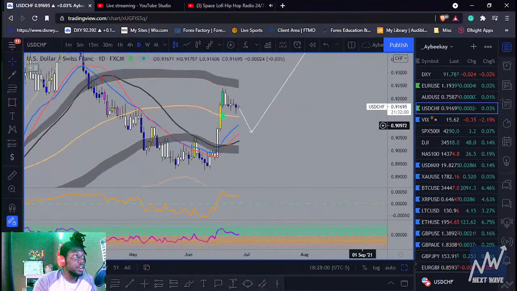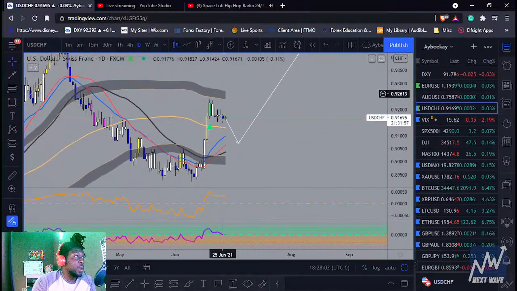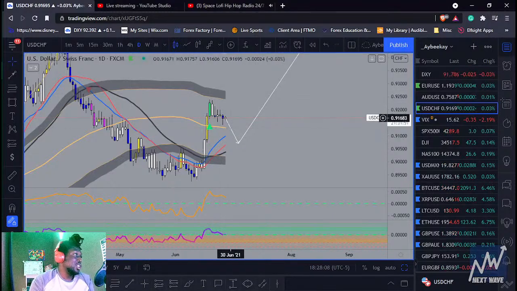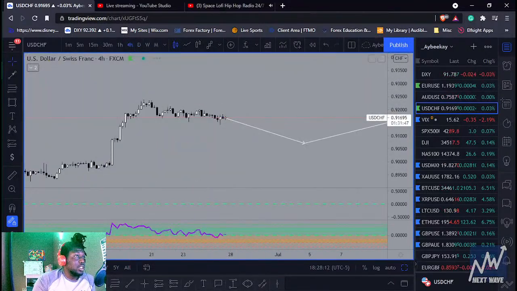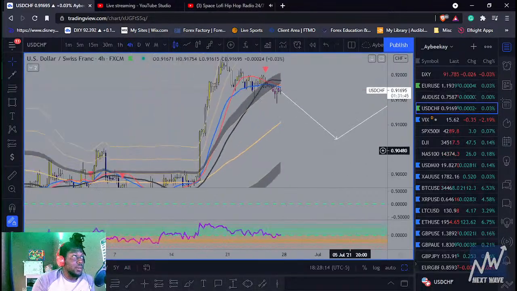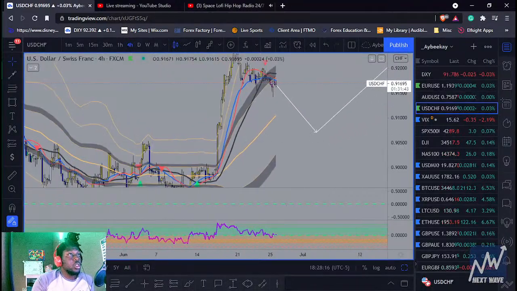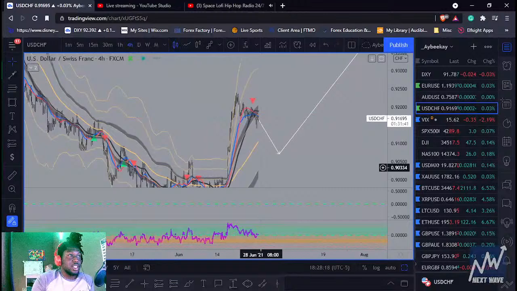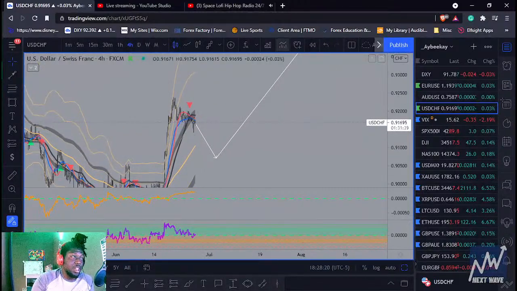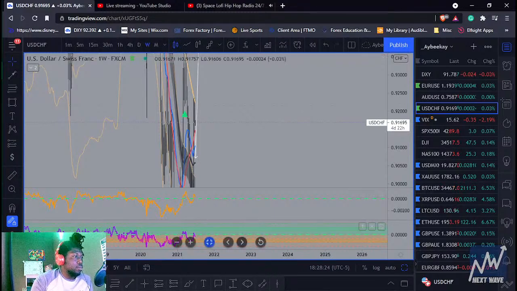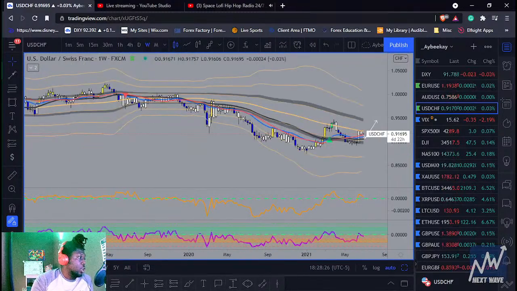Same thing on here. 4-hour, daily time frame basically almost played out, but it still can go higher, and it's above the mean line right here. So what I would suggest for UCHF, if there is something on the 4-hour, let me see. Yep, 4-hour time frame is calling for a sell. So what I would look for basically is this retracement and then a continuation to the upside. Honestly, that's what I would play on UCHF.